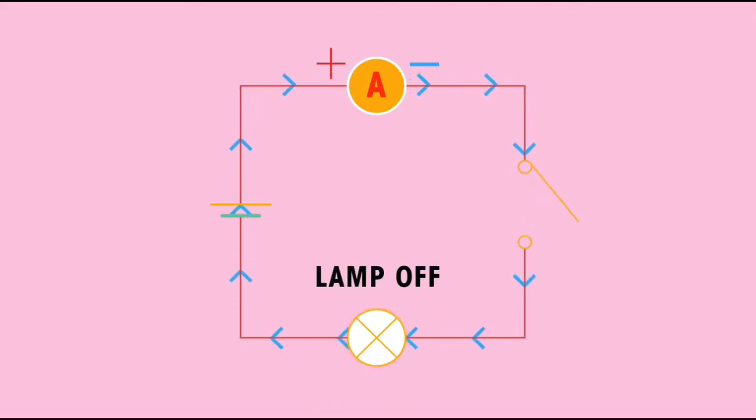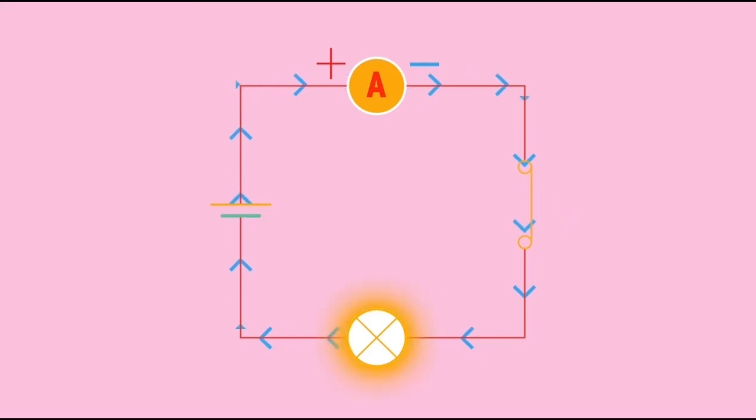If there are breaks, then no current can flow. In fact, that's how a switch works. To switch an appliance off, we create a break in the circuit to prevent the current from flowing. To switch an appliance on, we close the switch, which completes the circuit and so allows the current to flow.